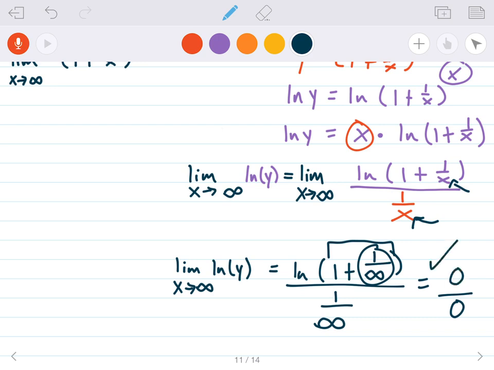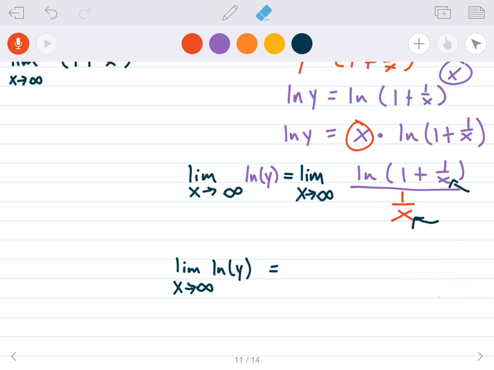So, yeah, we have indeterminate form here. We can use L'Hopital's rule. So, let's go ahead and get rid of this. And we're just going to write this. And now what I'm going to do is differentiate the top and the bottom by using L'Hopital's rule. So the numerator, using the chain rule, is 1 over 1 plus 1 over x times the derivative of the inside. So the derivative of ln is just 1 over that argument times, well, what's the derivative of 1 plus 1 over x?